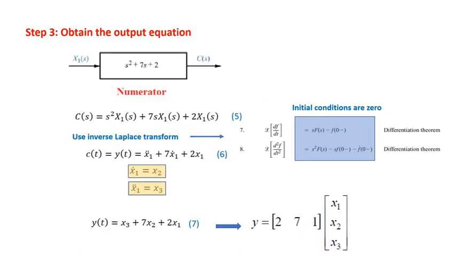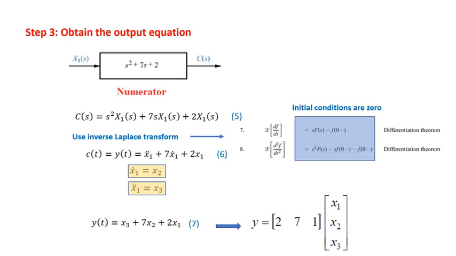So, we are done with the state equation. Now, let us move on to the output equation. For the output equation, we will obtain it from the numerator block. From the block diagram, we can obtain equation 5. Then find the inverse Laplace by using the differentiation theorem from the Laplace theorem table and assume 0 initial conditions. We will get equation 6.